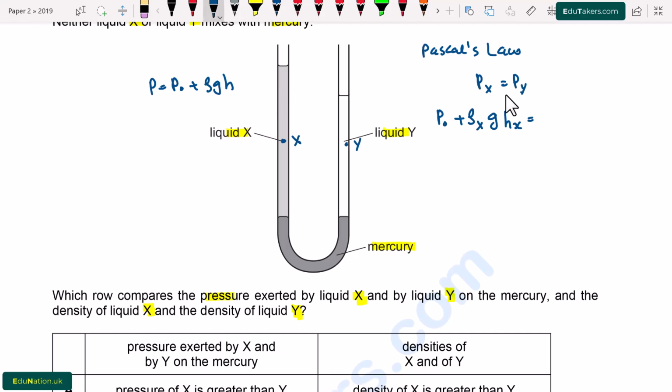It will be equal to P naught plus density of liquid Y g h of Y. P naught for both of these are equal, so these cancel, and also the value of g is the same. So I write density for liquid X and depth, or height, of the liquid X will be equal to density for Y and height for the Y. Now I am going to rearrange this equation.